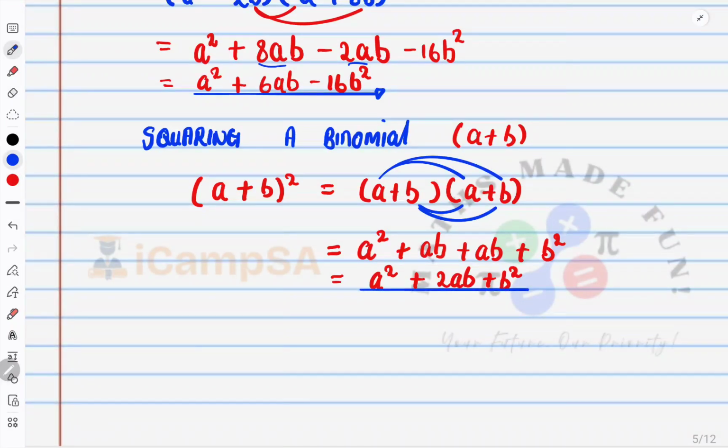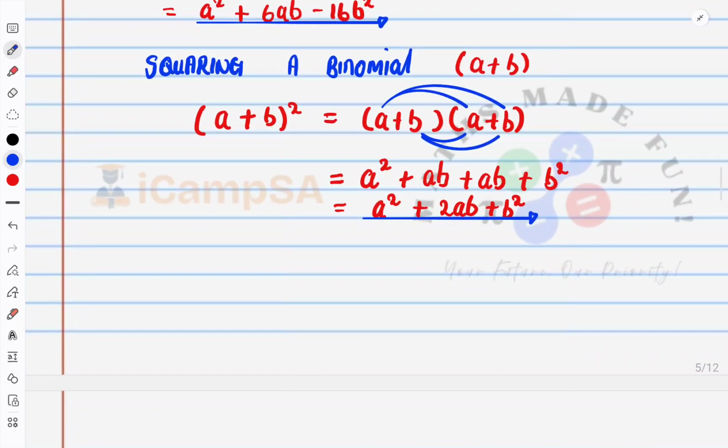That is our binomial squared. So this is some sort of a rule, actually. Whenever you are in a case whereby you have to square a binomial, it will always be the first term squared, twice the product of the first term and the last term, and then the last term squared.